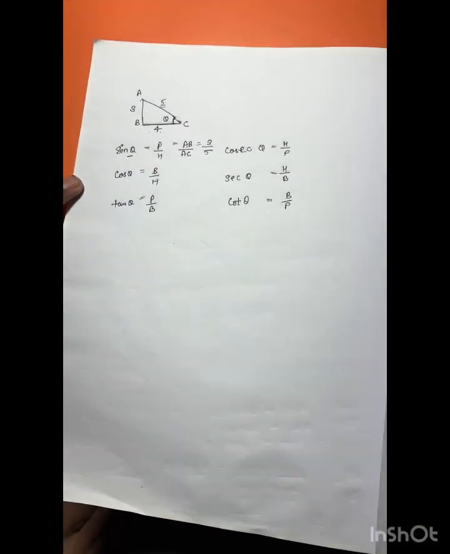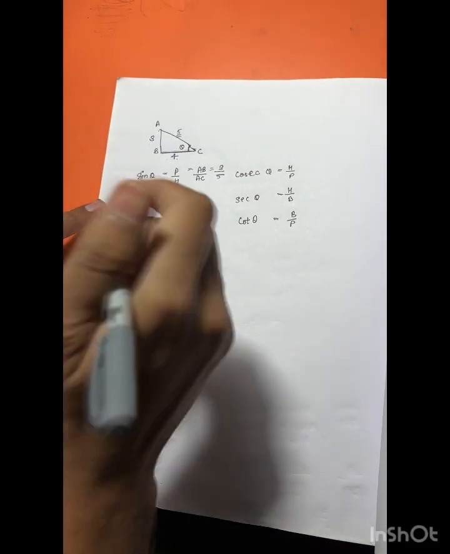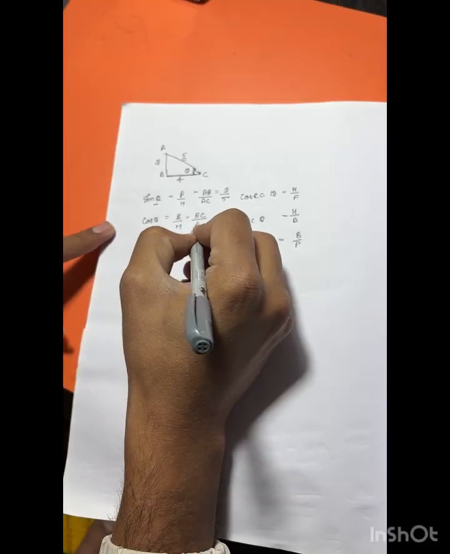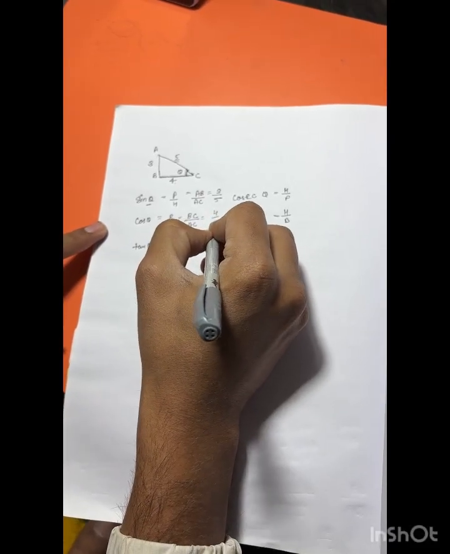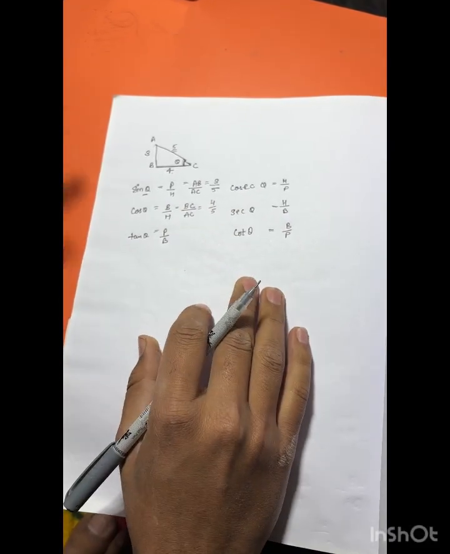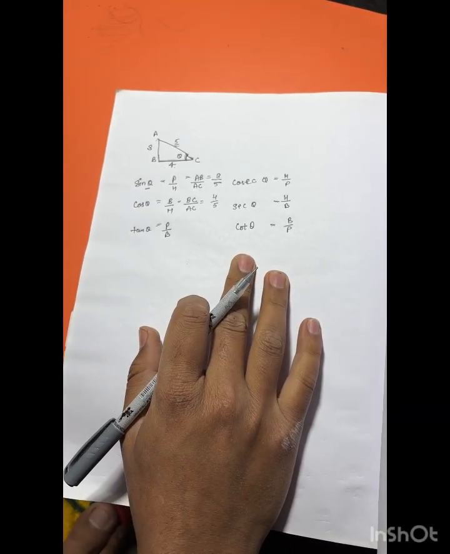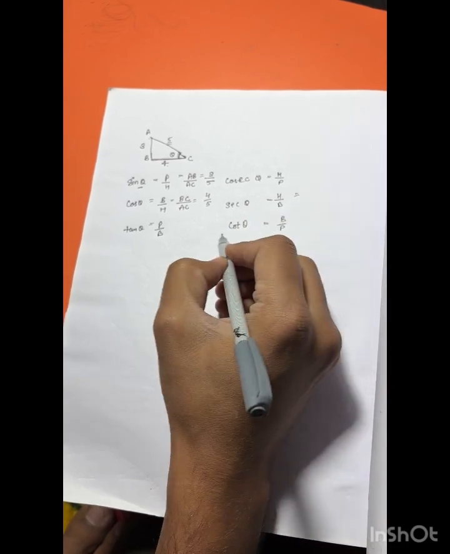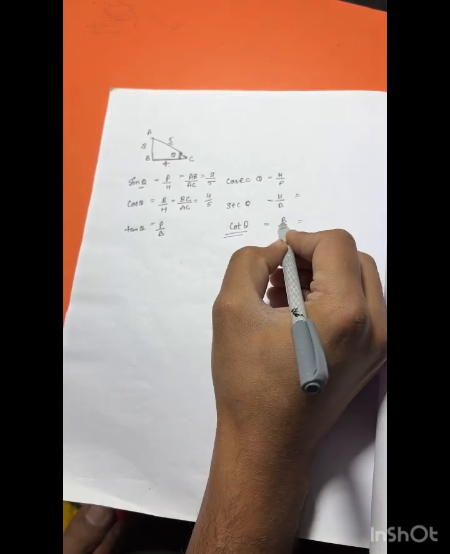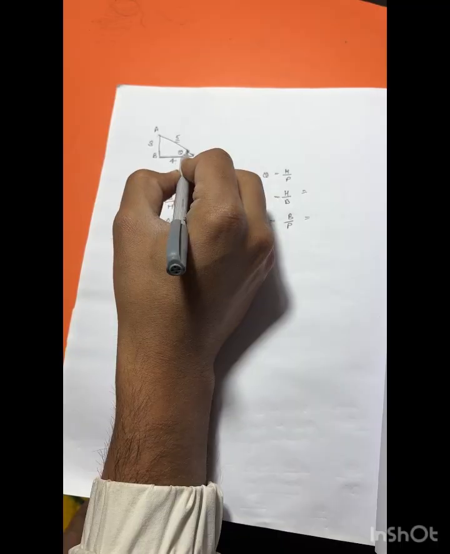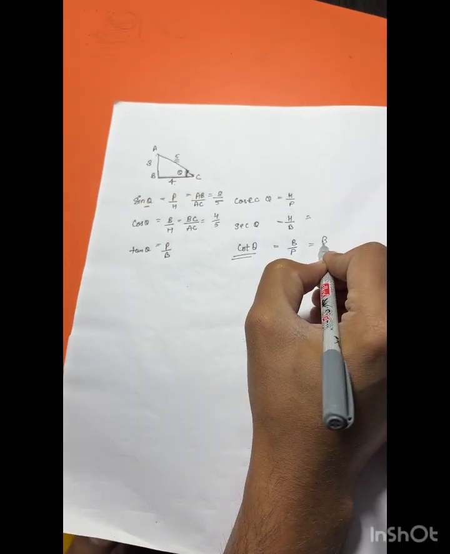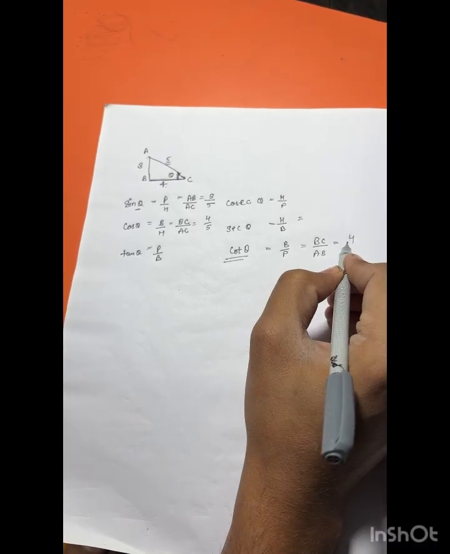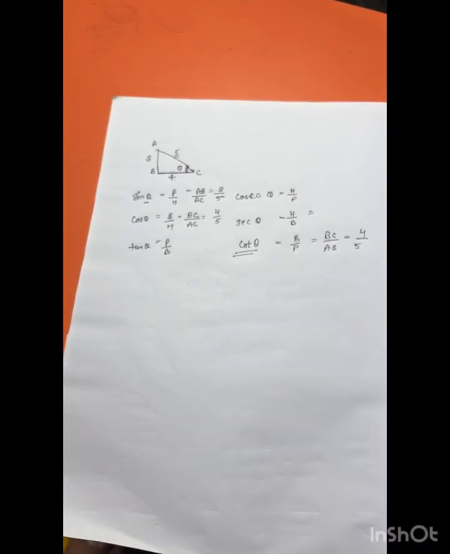Cos theta equals B upon H. For theta, base is BC and hypotenuse is AC. So it will be 4 upon 5. Similarly, you can find all the other trigonometric ratios. Let me tell you one more. Cot theta equals B upon P. If this is theta, base will be BC and perpendicular will be AB. So 4 upon 3 will be our cot theta. Got it?